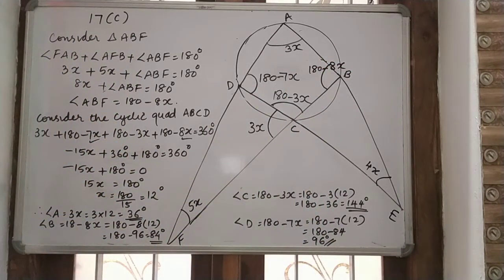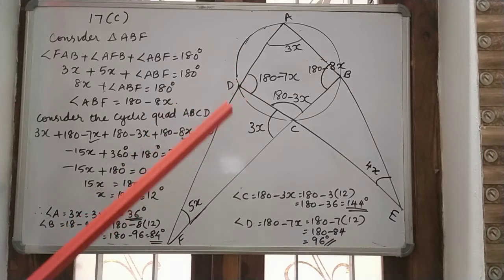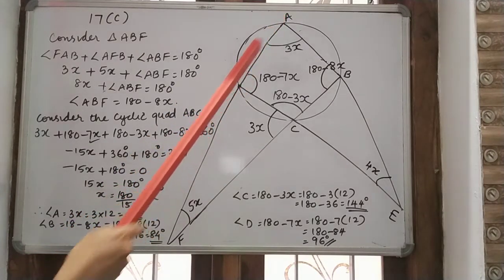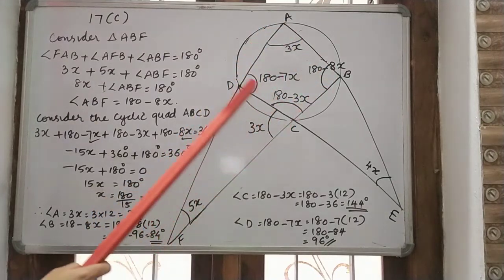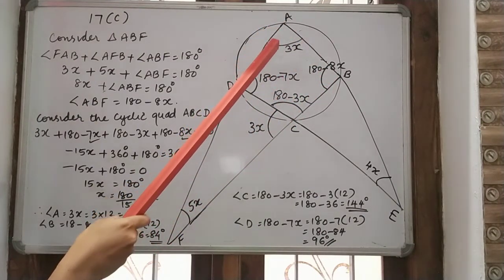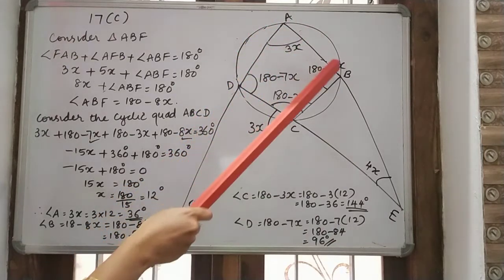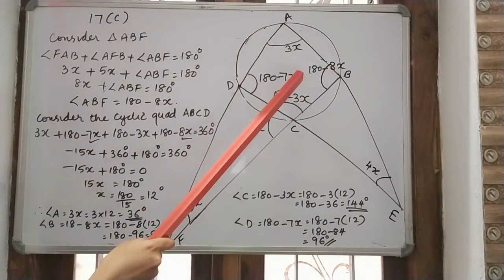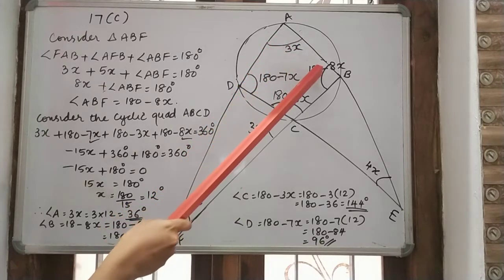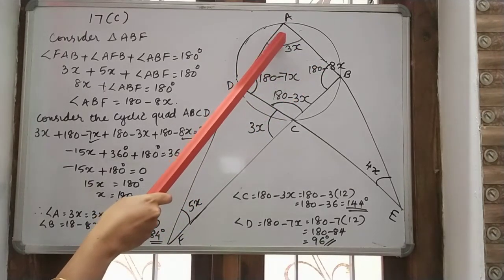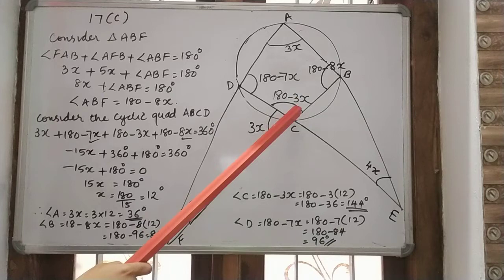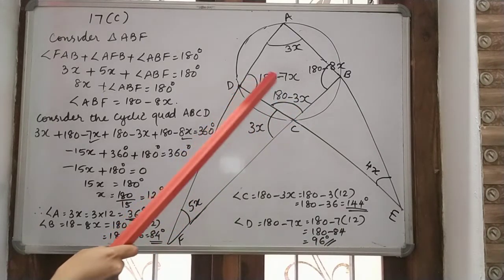So A, B, C, D we got, but in terms of x only. We want the correct value. So consider cyclic quadrilateral ABCD. Opposite angles are supplementary, or otherwise we can say that the sum of all the angles will be 360 degrees. So adding all these angles, angle A plus angle B plus angle C plus angle D is equal to 360 degrees.